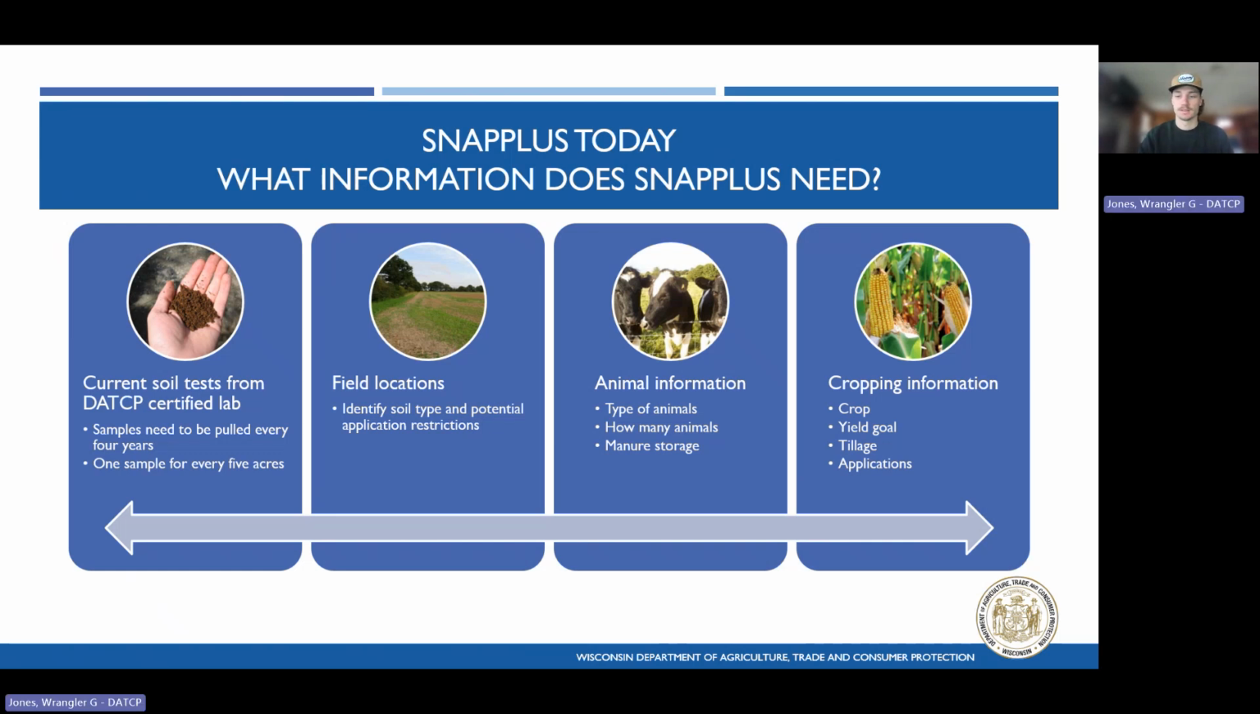Next thing we want is our animal information. It's important because it tells us how much manure is being produced on that farm and how we will be able to allocate that manure across the landscape. And then finally, our real meat and potatoes of the plan is our cropping information. So we need our crop, our yield goal, what kind of tillage practices we're running, what kind of applications we're putting on there for manure and commercial fertilizer. And so utilizing all of this, we can use our nutrient management plan to meet the goals we are trying to get to.